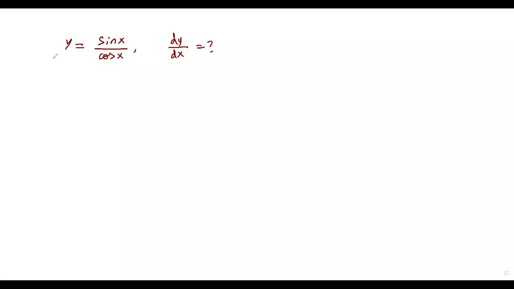Here we have a problem on finding derivative. So we have y equals sin x over cosine x. We have to find dy over dx. That is, we have to find the derivative of this function with respect to x. In the given function, we have variable in both numerator and denominator.